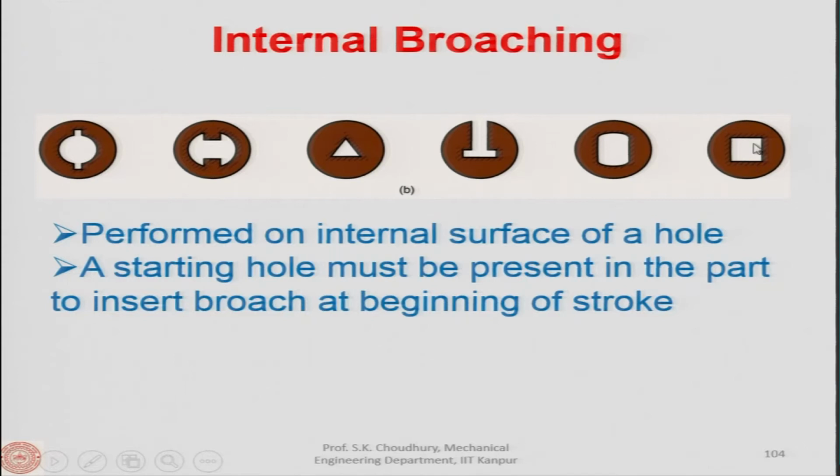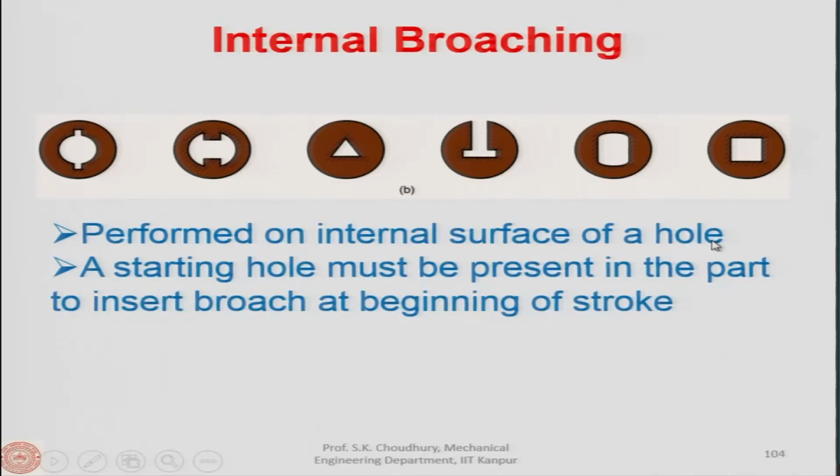If you see here, this is a cylindrical surface and this hole is the square hole. As you understand, making an internal square hole is otherwise very difficult, because a drill will always make you a cylindrical internal hole. So, if you have to make a square cross section internal hole, broaching is one of the very few options.